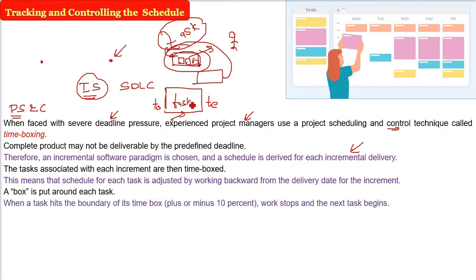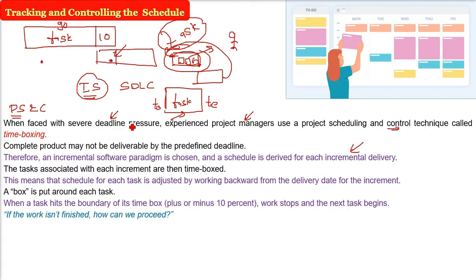Now, when a task is progressing and the task is going on, when the task is 90% complete, for example, a task hits the boundary of the time box, it can be plus or minus 10%. It is always minus 10%. So when the 90% is done, you will start the new job. The work for the first task will complete and the new task will begin.